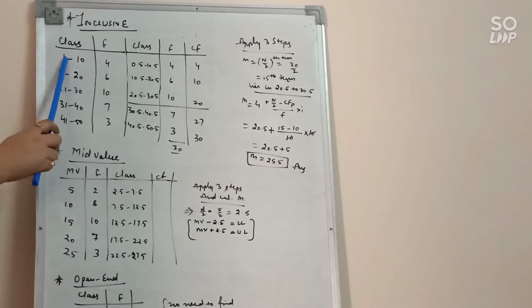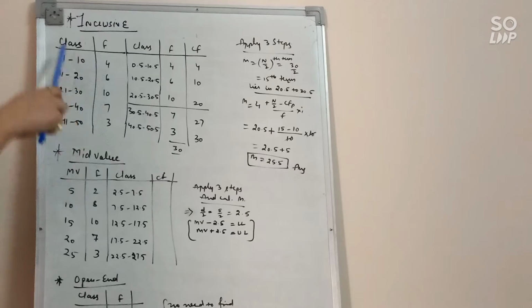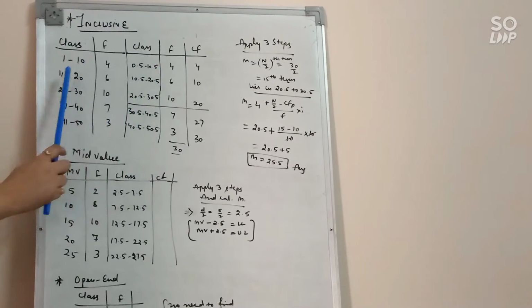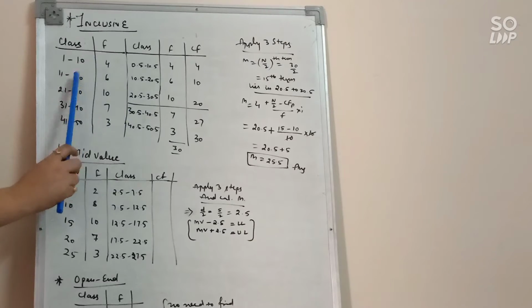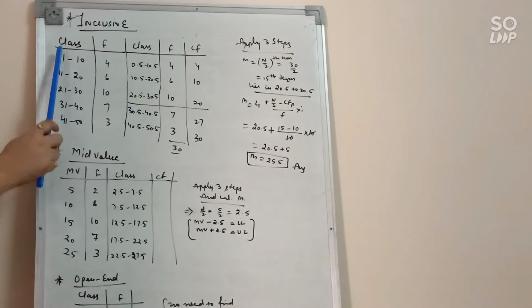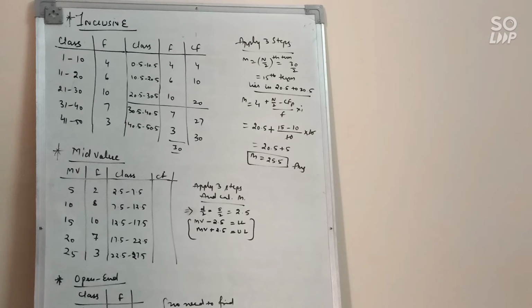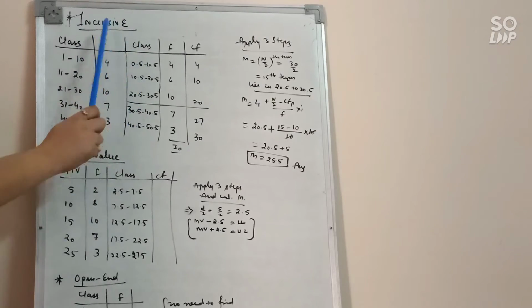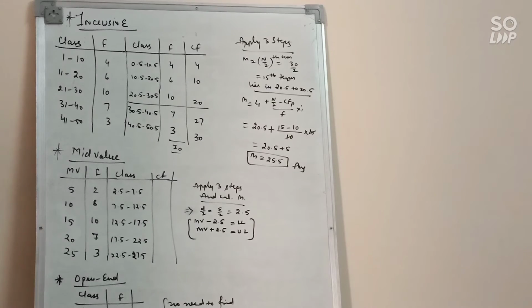So let's see, 1 minus 0.5, we have 0.5. 10, that is upper limit, now add 0.5, 10.5. So similarly, lower limit, minus 0.5, we have 10.5, plus 0.5, 20.5. Clear? So in lower limit you will deduct 0.5 and in upper limit you will add 0.5. Here, after converting into exclusive, frequency remains the same, then you will apply 3 steps and you will find the answer.